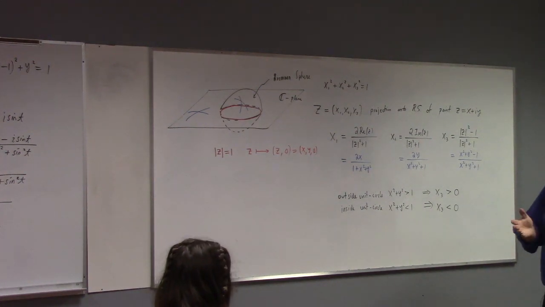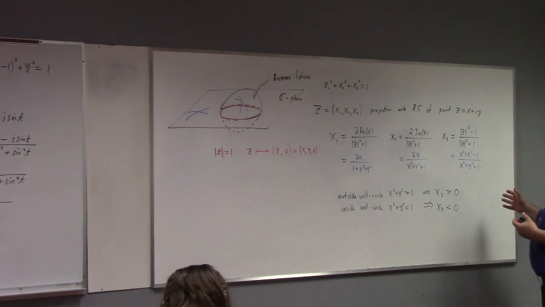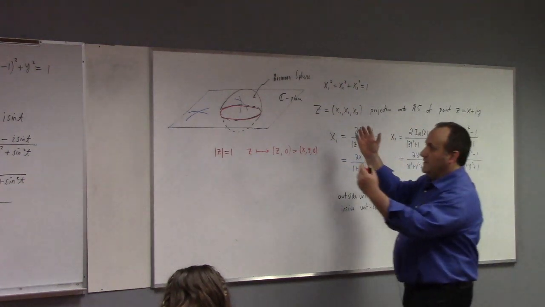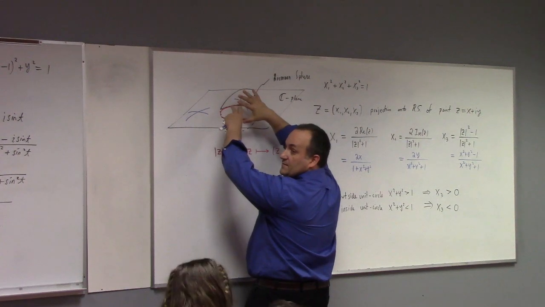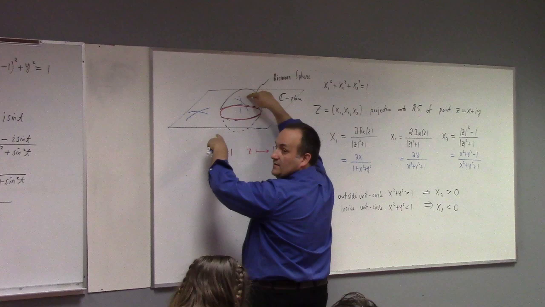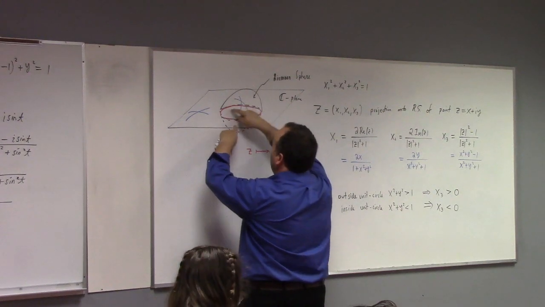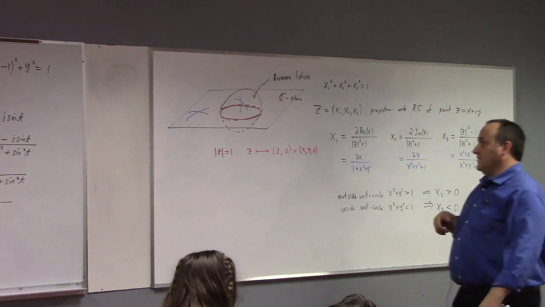So the way the stereographic projection in its current formulation works is it's mapping the outside of the unit circle onto the upper half of the Riemann sphere. Right, the outside, like all of this out here, maps up here. And the inside of the unit circle maps to the lower half of the Riemann sphere.